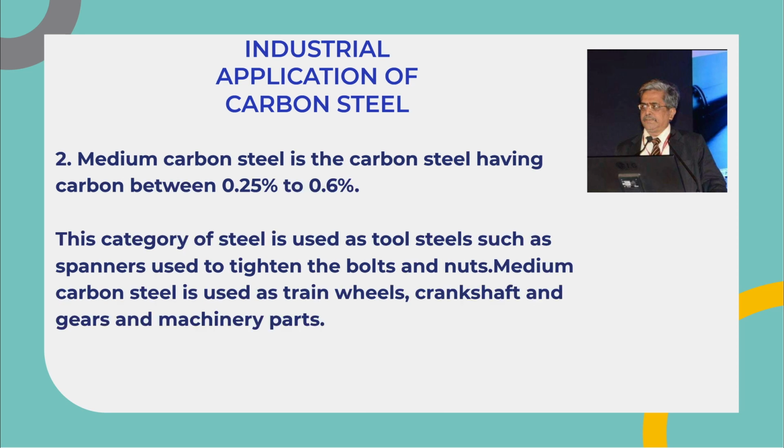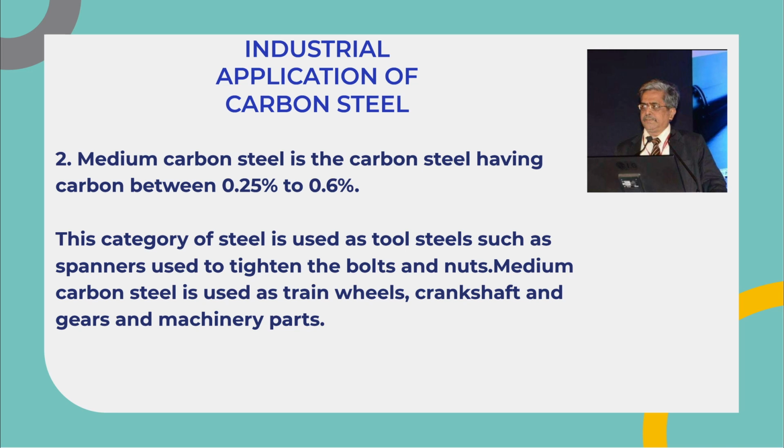Next category is medium carbon steel. It has carbon content between 0.25% to 0.6%. This category of steel is used as tool steels, such as spanners used to tighten bolts and nuts. Medium carbon steel is used as railway tracks, train wheels, crankshafts, gears, or machinery parts.